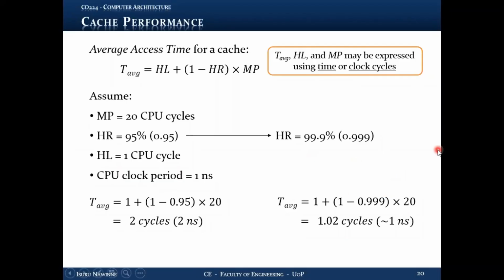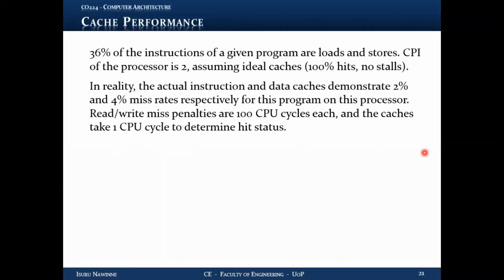So yeah, keep that idea in mind. We'll be discussing that further. Right, now here's another question for you to work on. Assume a program. We are running a program on a CPU. 36% of the instructions in this program are load and store instructions, right? So out of all the instructions in the program, 36% of them are loads and stores. The remainder 64% are non-load store, non-memory instructions.